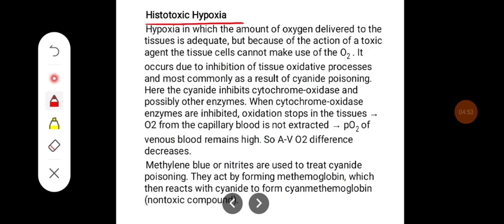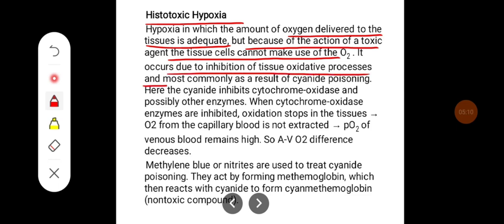Histotoxic hypoxia: hypoxia in which the amount of oxygen delivered to the tissue is adequate, but because of the action of a toxic agent, the tissue cells cannot make use of oxygen. It occurs due to the inhibition of tissue oxidase processes, most commonly as a result of cyanide poisoning. Here, the cyanide inhibits cytochrome oxidase and possibly other enzymes.